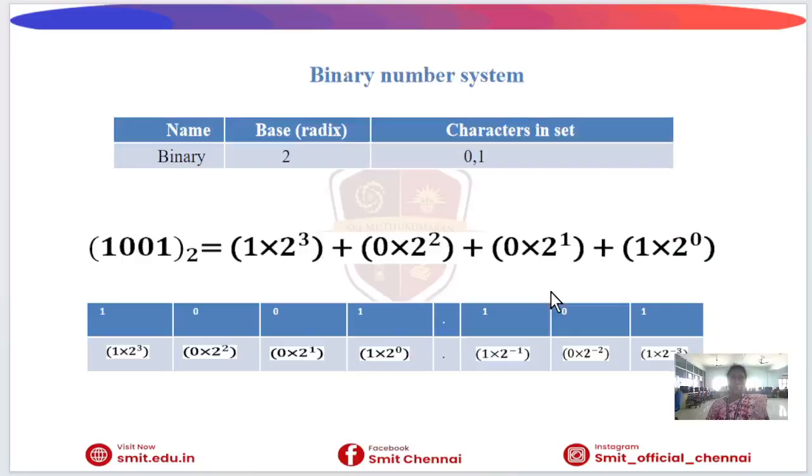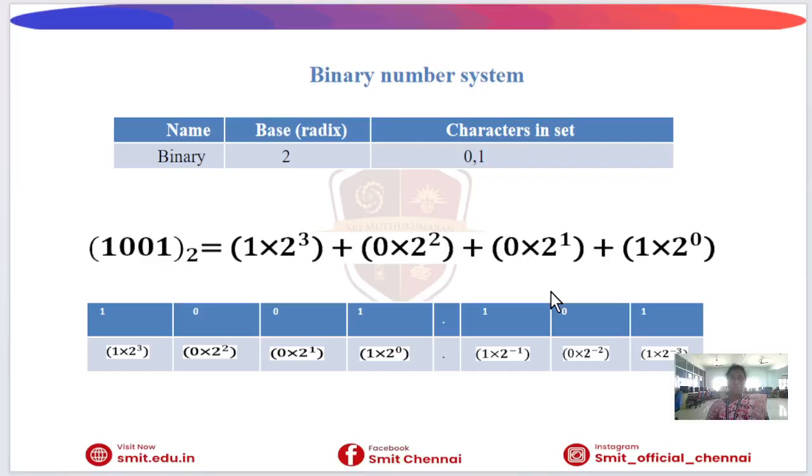Then the next one is the binary number system. The binary number system has base 2 and uses the two digits 0 and 1. This is the most important number system in digital electronics because digital circuits easily represent two conditions, on and off, that is high and low, 0 and 1.